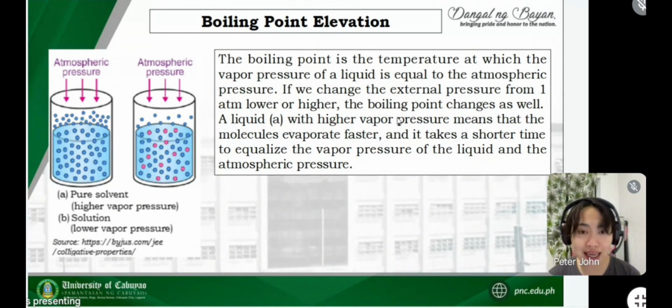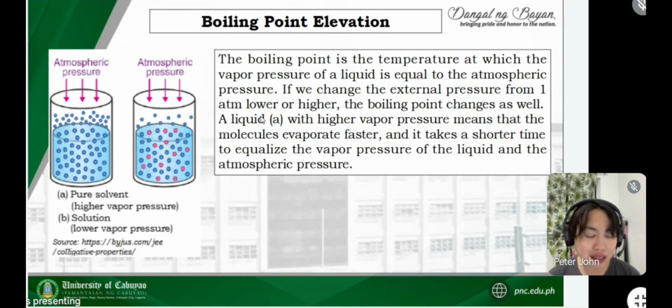The main reason again is that 1 atm is the reference point. It is the edge or the boundary that separates the liquid from the solid. That's why 1 atm. So what happens once we change that 1 atm into a greater value? It means that if we change the standard, obviously we will change the entire boiling point of a certain substance. A liquid with higher vapor pressure means that the molecules evaporate faster, and it takes a shorter time to equalize the vapor pressure of the liquid and the atmospheric pressure.